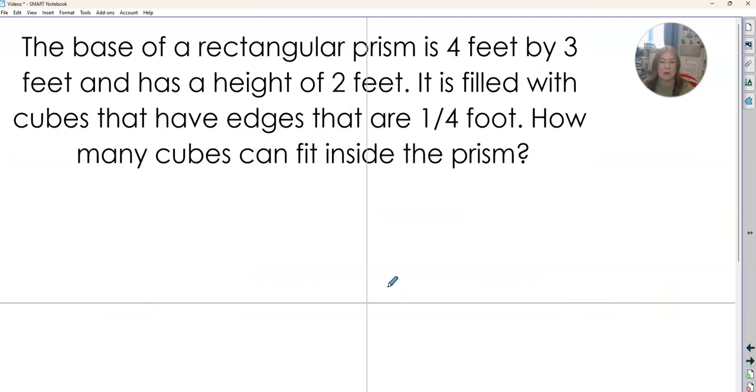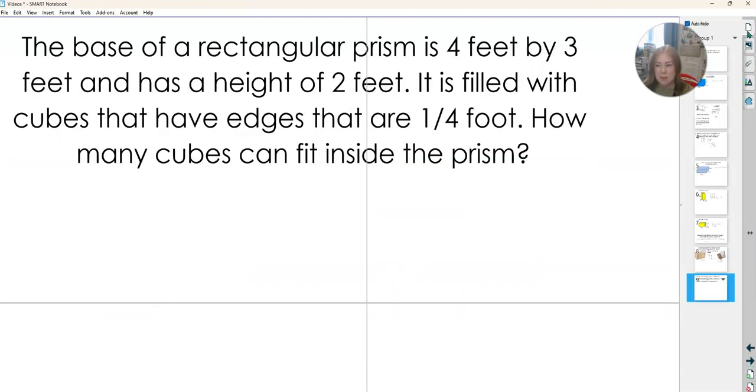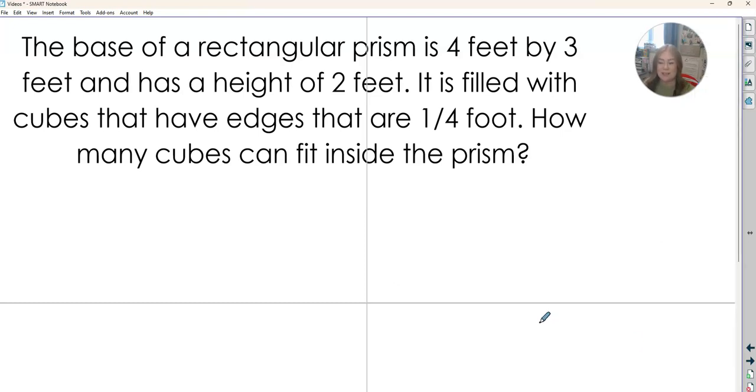Okay, our next one, our last one, tells us that the base of a rectangular prism is 4 feet by 3 feet. So we know the base is 4 by 3, and it has a height of 2. It is then filled with cubes that have edges that are 1/4 foot. How many cubes can fit inside the prism? So again, we're just seeing how many little ones fit inside the big one. We're doing the same thing here.